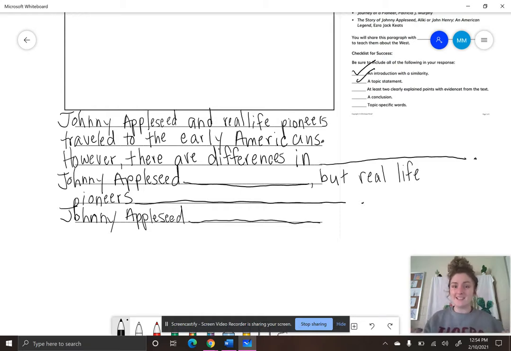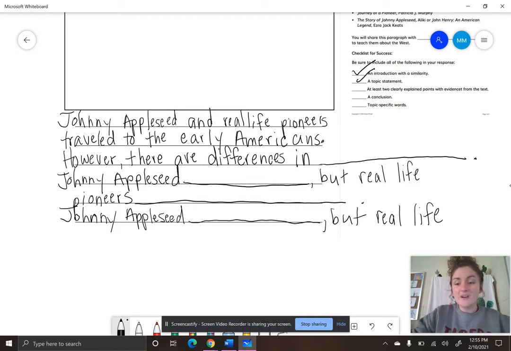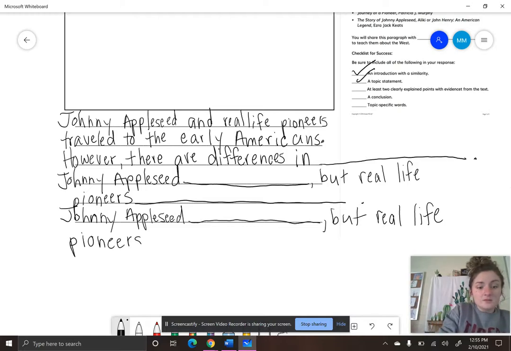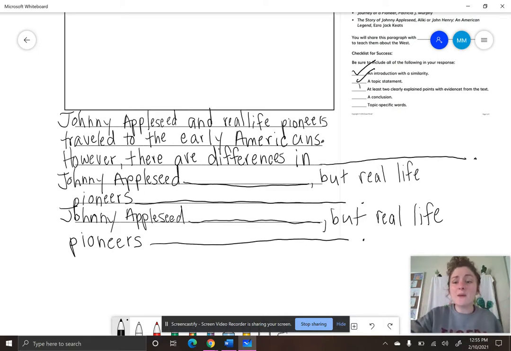So in this second sentence, pick one of those, okay? You could talk about animals. How did Johnny Appleseed treat animals? How did he feel about Native Americans? You are going to complete this sentence. But here's the second half of our sentence. How did the real life pioneers, how were they different from Johnny Appleseed? Okay, so remember, this whole writing is talking about how Johnny Appleseed and the real life pioneers traveled in different ways.